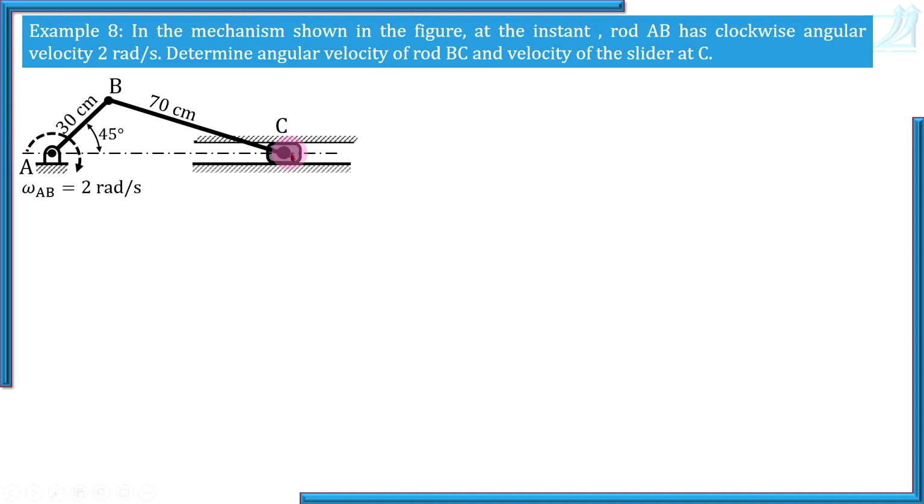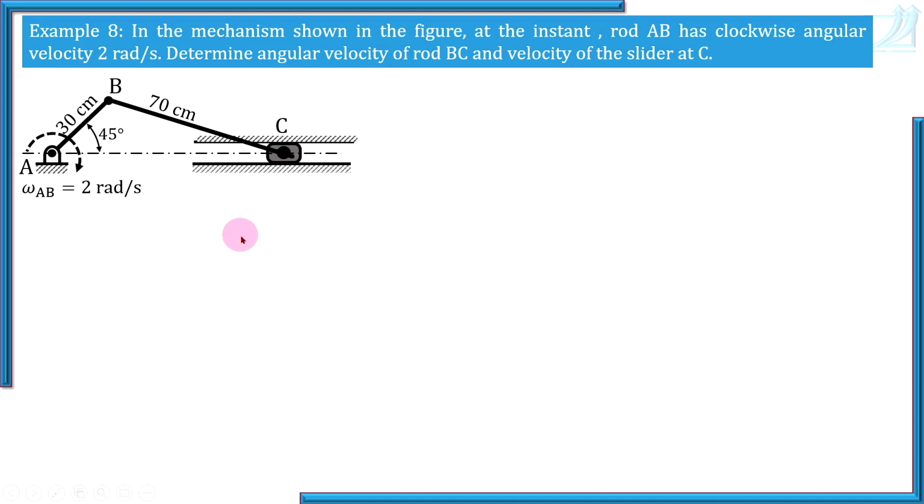Rod BC is connected to rod AB and rod BC is also connected to a slider at C. This slider can slide in this horizontal slot. So this is the first problem we are solving, in which there are 3 moving bodies involved. Which are the 3 moving bodies? Rod AB, rod BC and the slider.